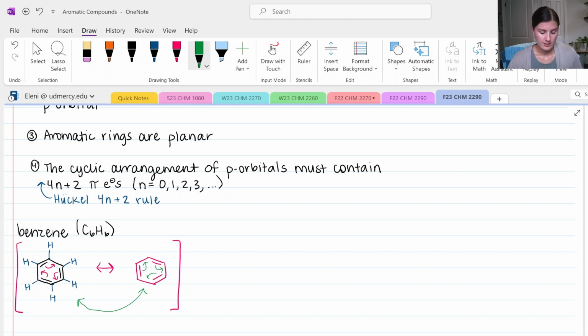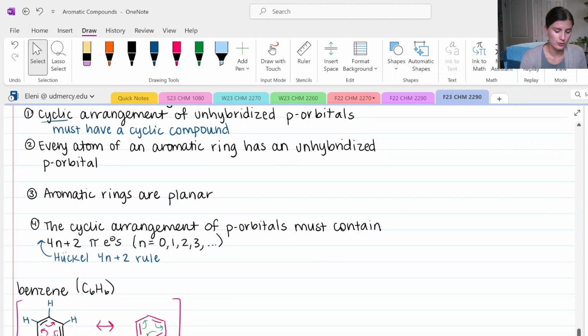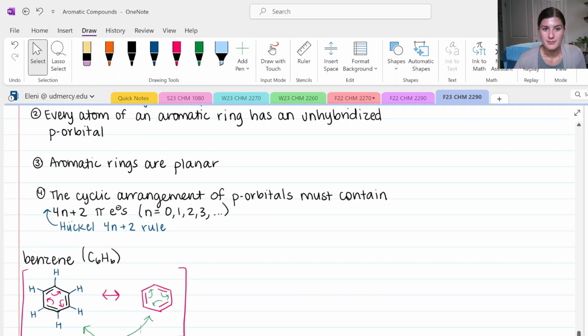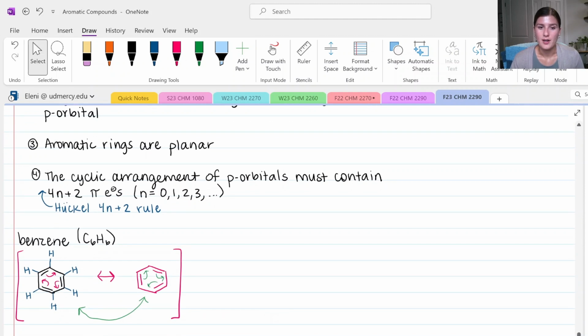Okay, so let's look at our criteria. First, do we have a cyclic arrangement of unhybridized p orbitals? Yes, we know that about benzene. Every atom in the ring, does that have an unhybridized p orbital? Yes, every carbon atom has an unhybridized p orbital. That means every carbon atom is sp2 hybridized, so it is a planar molecule.